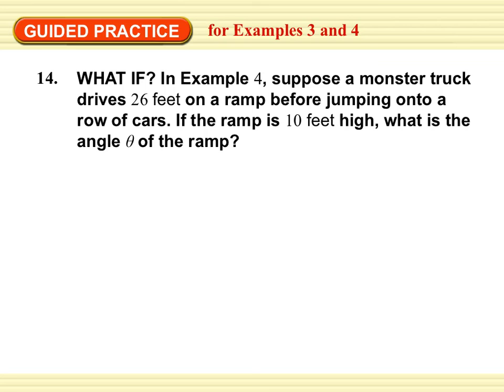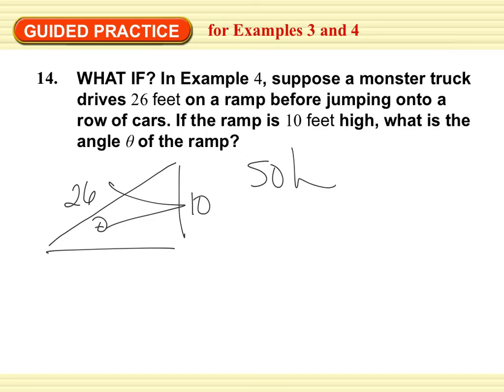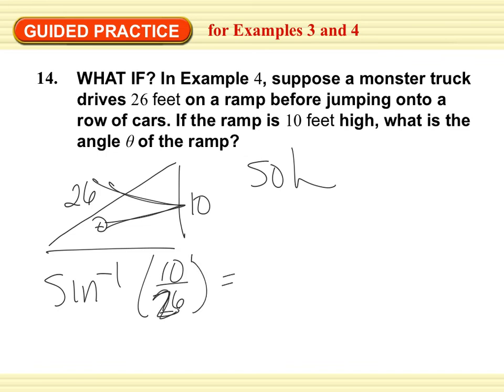So what if, in example 4, that was our monster truck. Suppose a monster truck drives 26 feet on a ramp before jumping onto a row of cars. If the ramp is 10 feet high, what is the angle of the ramp? So here I have opposite over hypotenuse. That's sine. So sine to the -1 of opposite over hypotenuse. That means theta is 22.6 degrees.